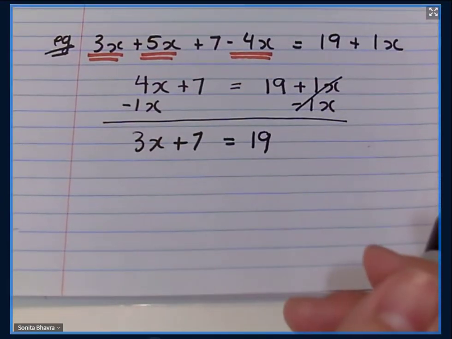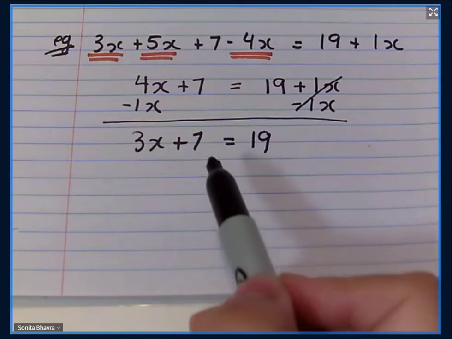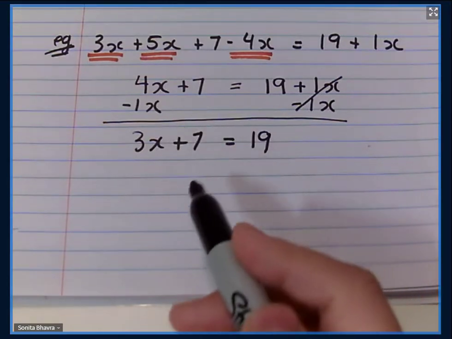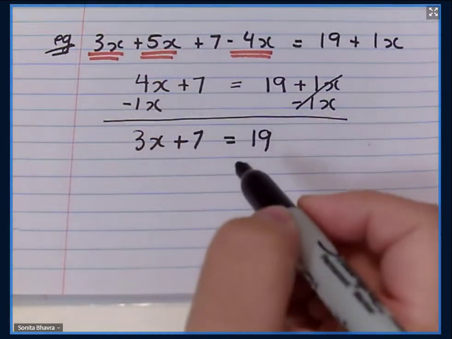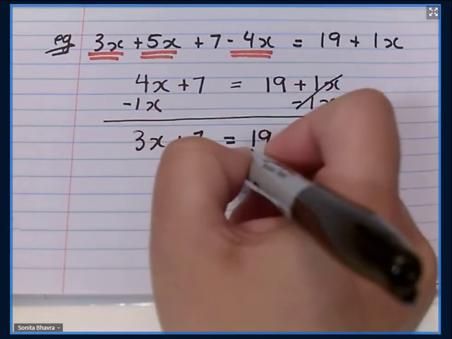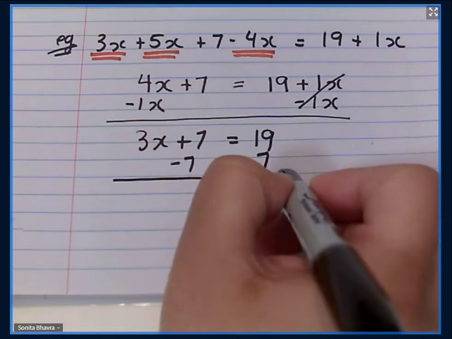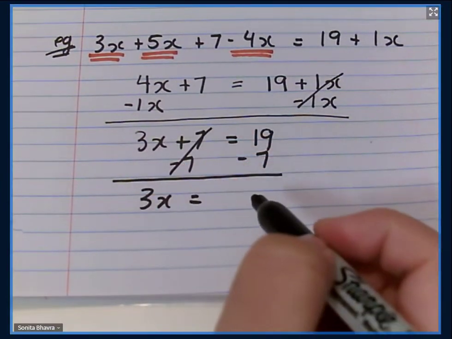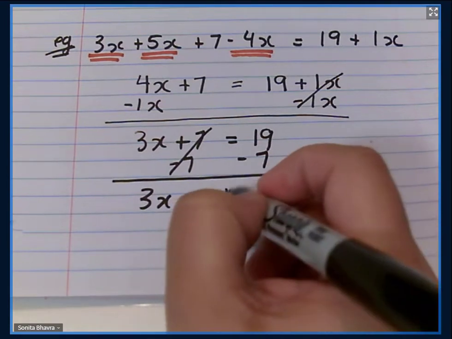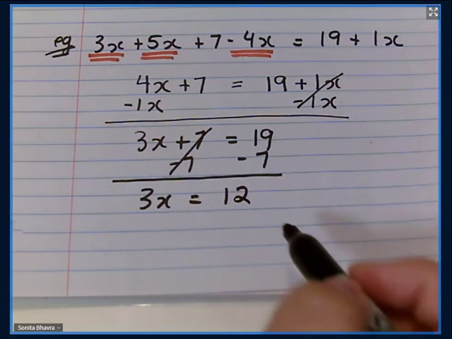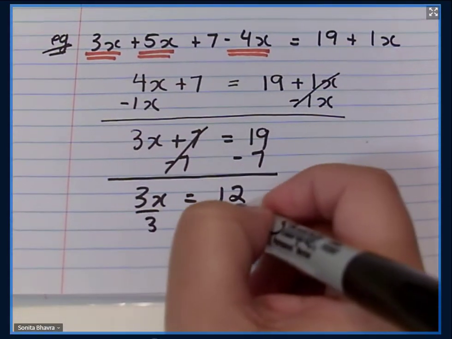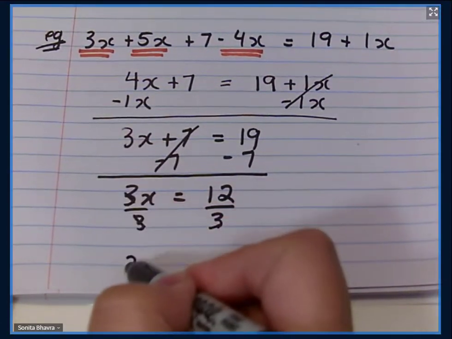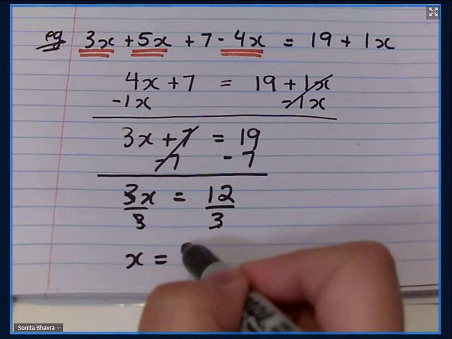And now we can go ahead and move this positive 7. The opposite of positive 7, or adding 7, is to subtract 7. So we'll do that to both sides. That leaves me with 3x is equal to 12. And last step now, we just have to divide by 3 on both sides. And that leaves me with x is equal to 4.